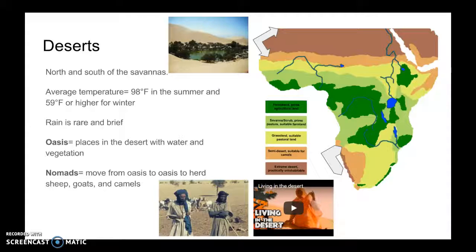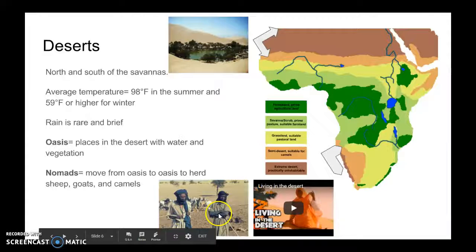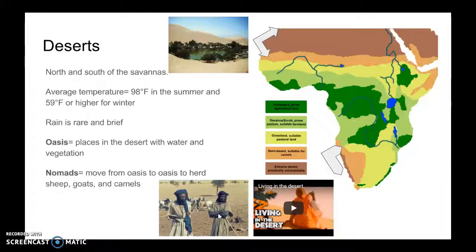The oasis, which is a picture right here, you can see that it is desert, but in the center of the desert, you have a pond of water or a lake of water, and it has lush vegetation growing around it. So you would have nomads, and here's an example of a nomad. These are herders or farmers that move from oasis to oasis to raise their sheep, goats, and camels, and to grow their vegetables and their fruit.